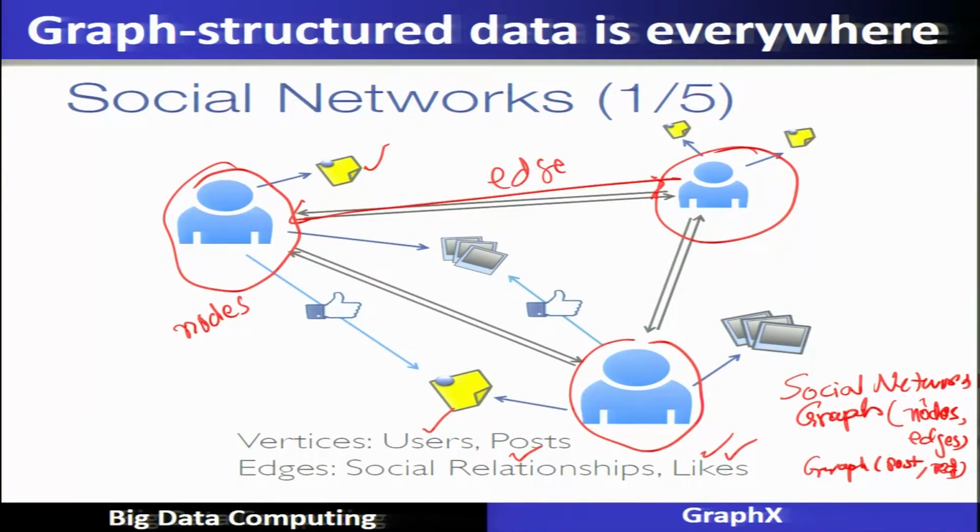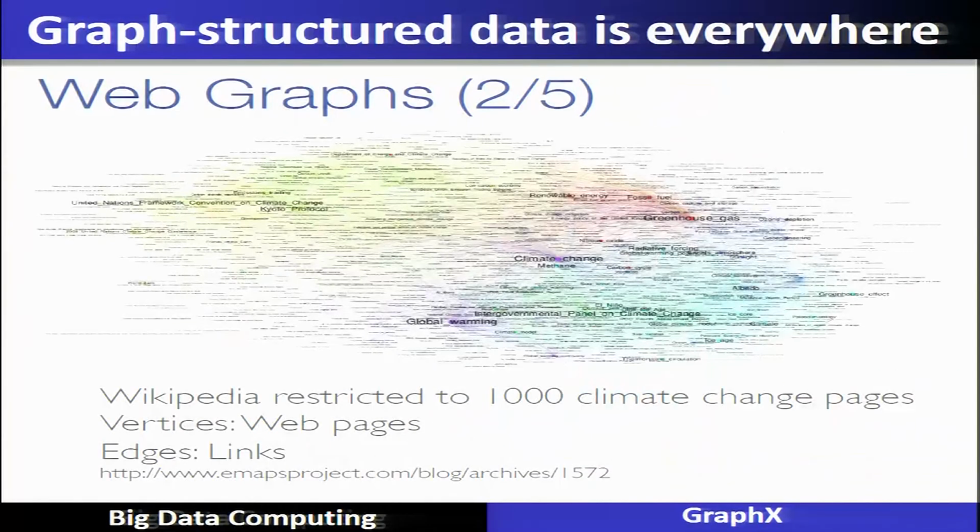So graphs are structured data, and they are there everywhere. Another such example of graphs is the web graphs. So for example, Wikipedia has 1000 different climate change pages. If we represent Wikipedia as a web graph, then all the web pages will become the vertices, and the links among these web pages become the edges. Hence this will form the web graph.